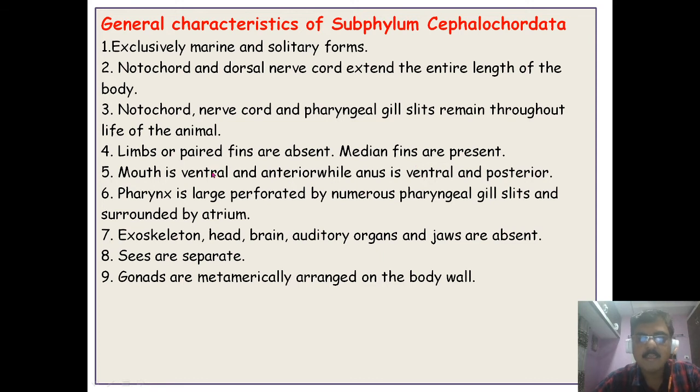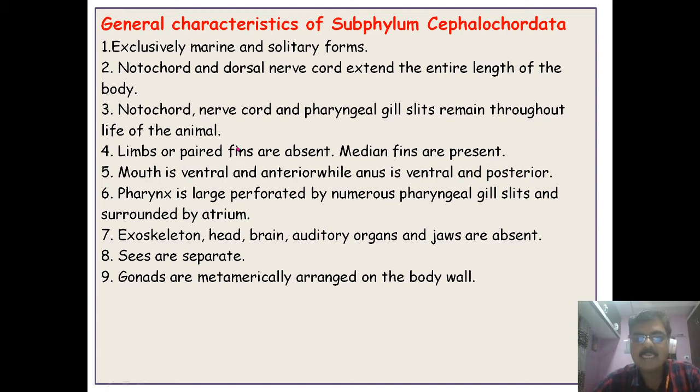The mouth in Cephalochordata is ventrally placed and anteriorly present, while the anus is present posteriorly and on the ventral side. That means the mouth and anus are both present on the ventral side, but the mouth is at the anteroventral position and the anus is at the posteroventral position.